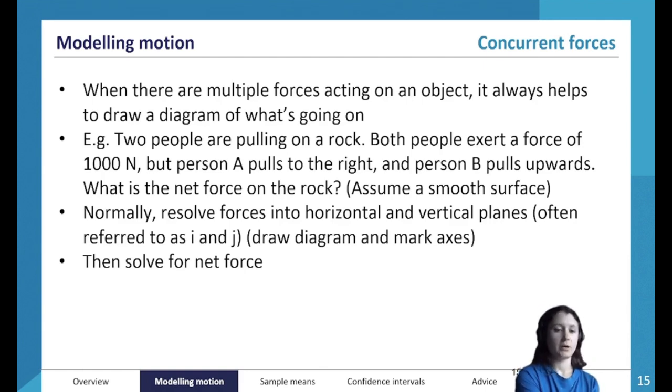So, here we have two people pulling on a rock. Both people exert a force of 1,000 newtons, but person A pulls to the right and person B pulls upwards. What is the net force on the rock? Yep. So, let's draw a diagram of this. So we have our rock.